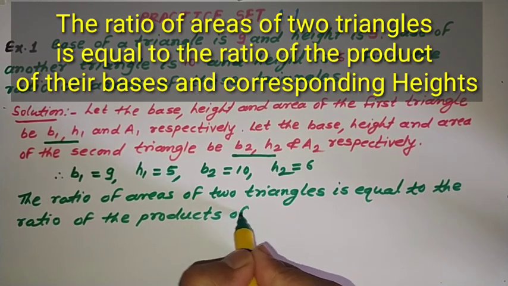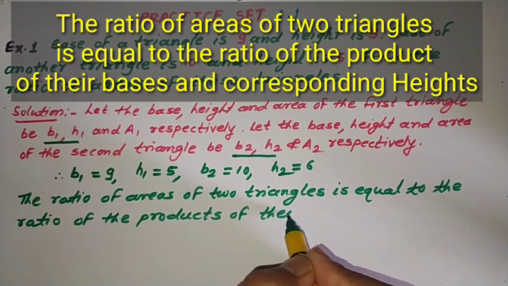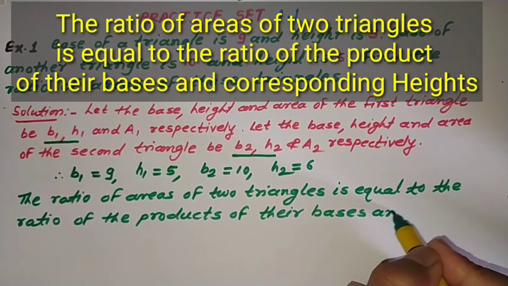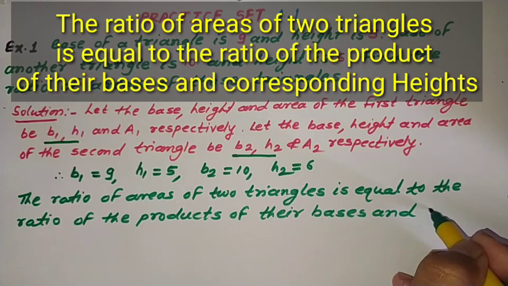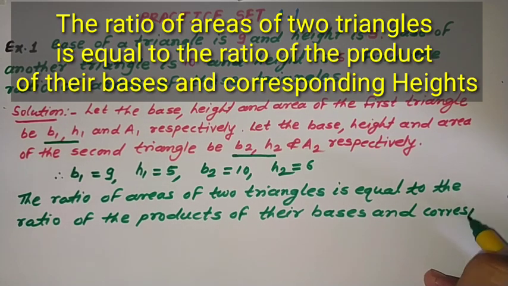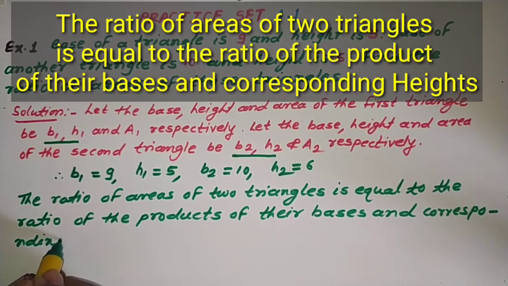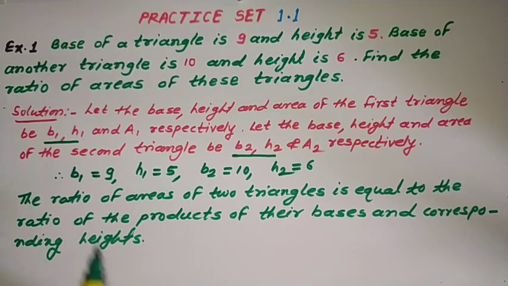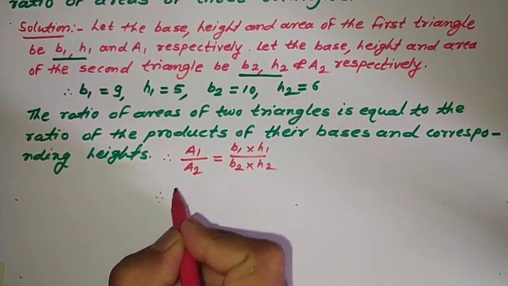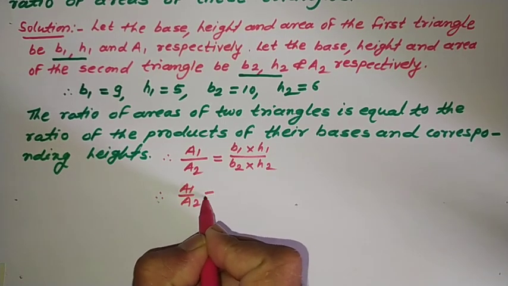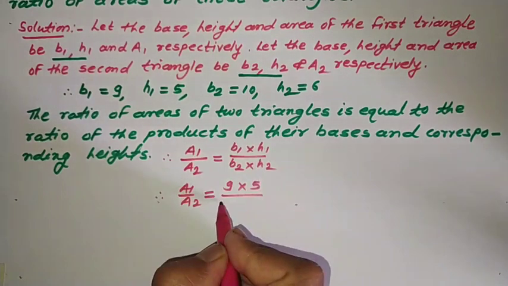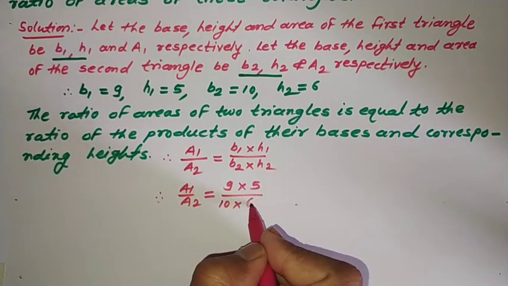The ratio of areas of two triangles is equal to the ratio of the products of their bases and corresponding heights. Here put the values: A1 upon A2 is equal to B1 is 9 and H1 is 5, B2 is 10 and H2 is 6.